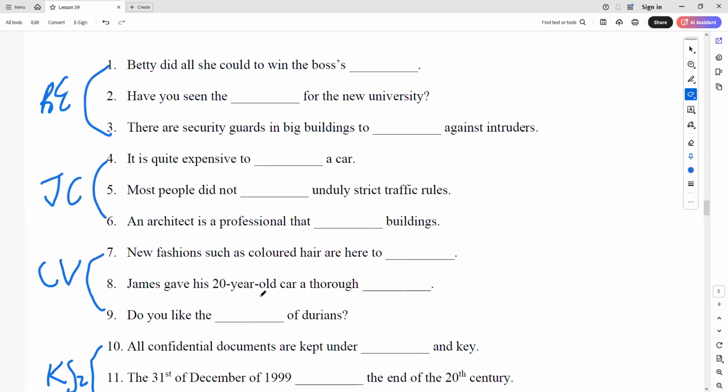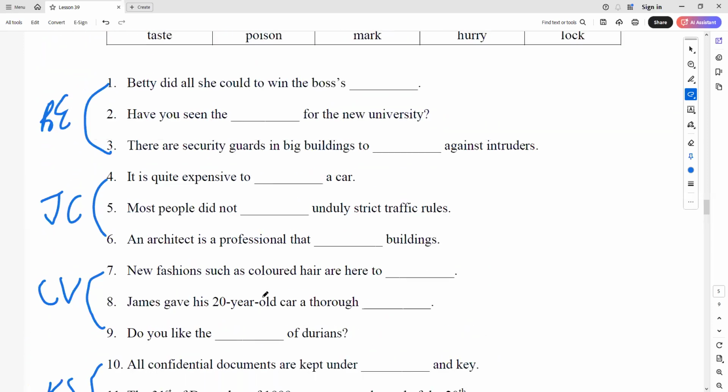Okay, so now you are taking 2 minutes to try the questions here, right? And after that, we will go through the questions together at 11:45.